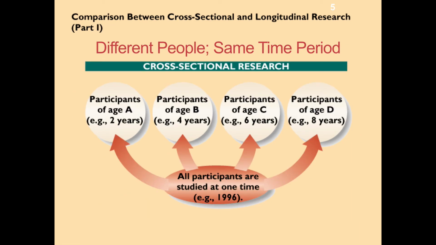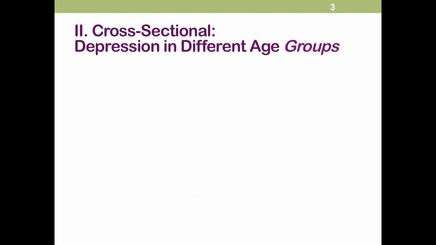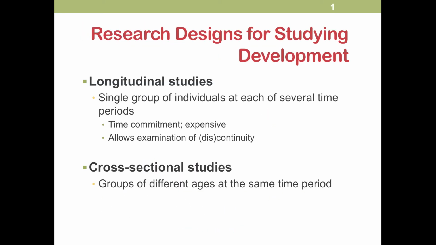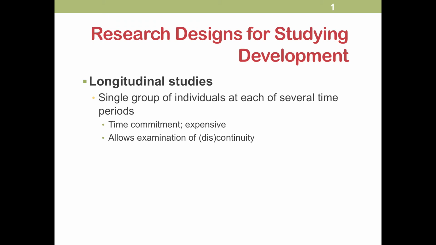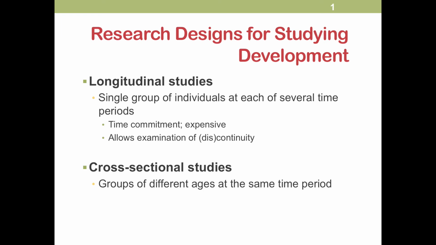What do you get from these different types of research? Well, as I mentioned earlier, there are different advantages and disadvantages to these different types of research. With longitudinal studies, as you can imagine, they're really time consuming and expensive because you have to follow people for a long time. But they do allow for an examination of continuity because they are the same people. So are they still showing the same characteristics, or is there a shift?